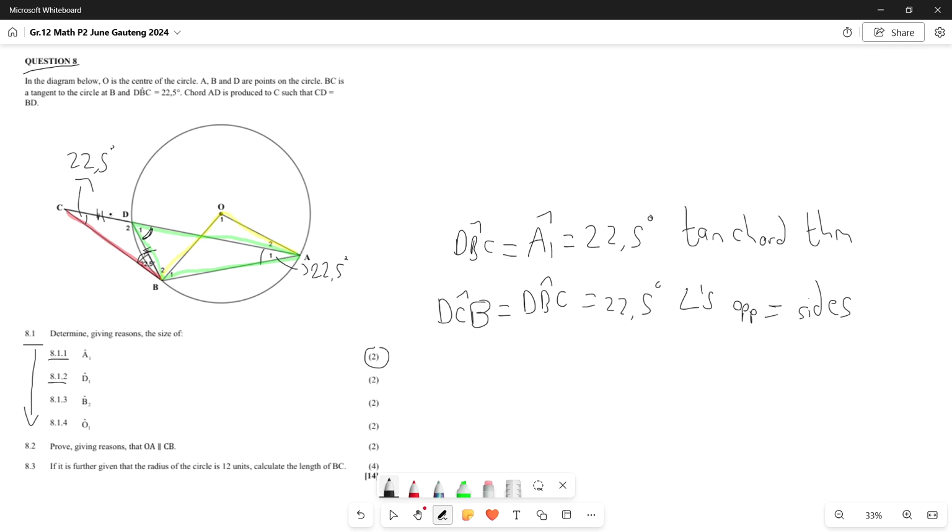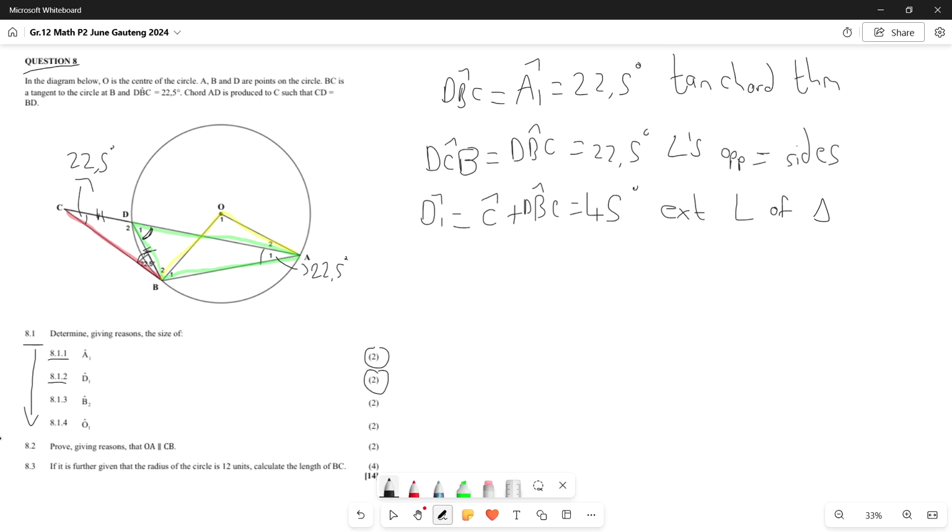We could do interior angles of a triangle, get D2, and then do angles on a straight line to get D1. I know that's often an easier way that most of my students prefer, but if we do see it straight away, D1 equals C plus B over there, which means that D1 equals angle C plus DBC equals 45 degrees, because this one is 22,5, this one is 22,5, together they add up to 45 degrees, and this is because exterior angle of triangle. And that just earned us 2 marks over there.